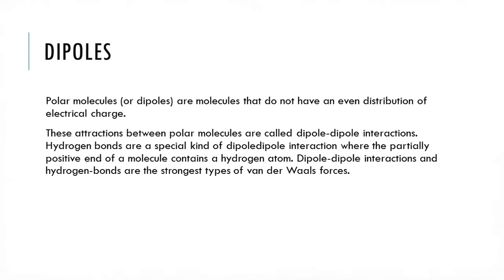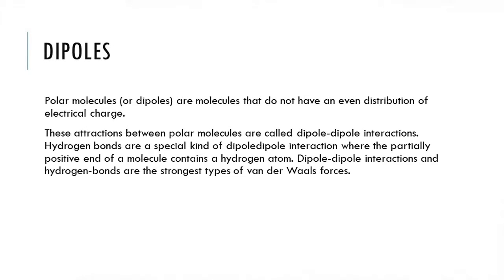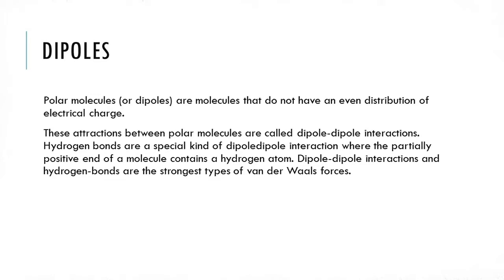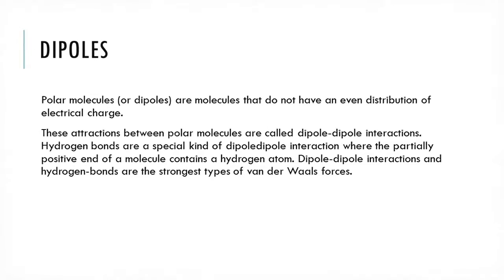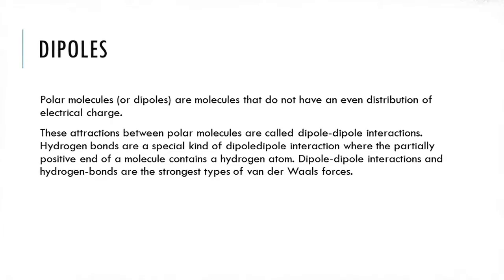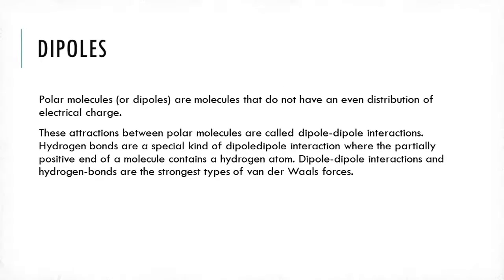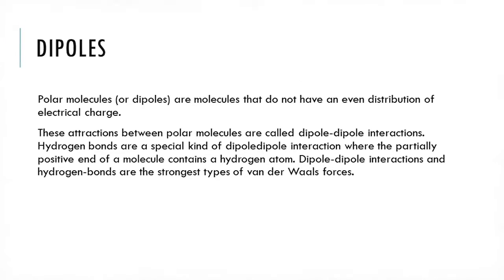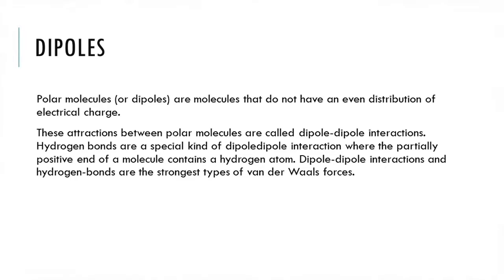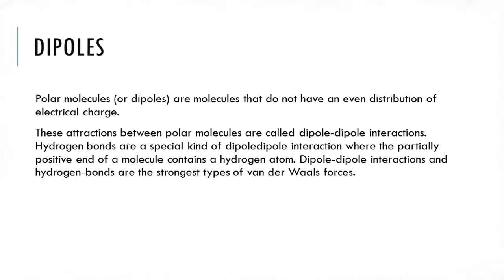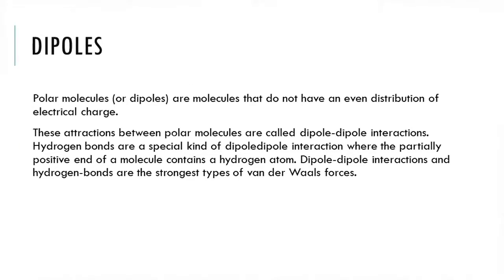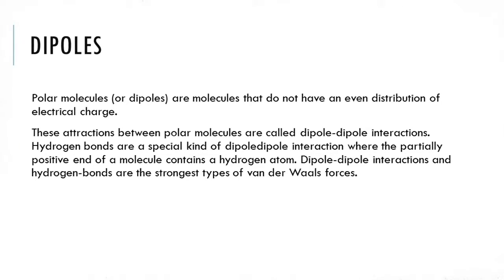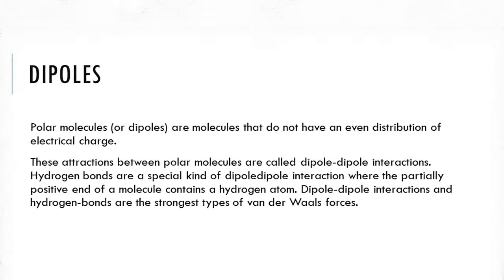Dipoles. So polar molecules, or dipoles, are molecules that do not have an even distribution of electrical charge. These attractions between polar molecules are called dipole-dipole interactions. Hydrogen bonds are special kinds of dipole-dipole interactions where the partially positive end of the molecule contains a hydrogen atom. Dipole-dipole interactions and hydrogen bonds are the strongest types of van der Waals forces.